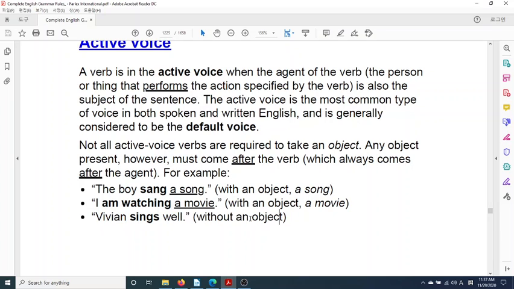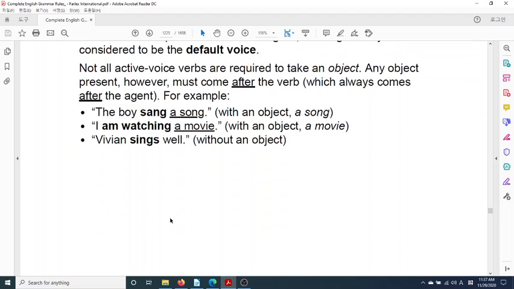Well, here we have no object, but it's still a sentence because we have a substitute for the object. We have, in this case, an adverb, right? Saying how they sing. They sing well. Okay.